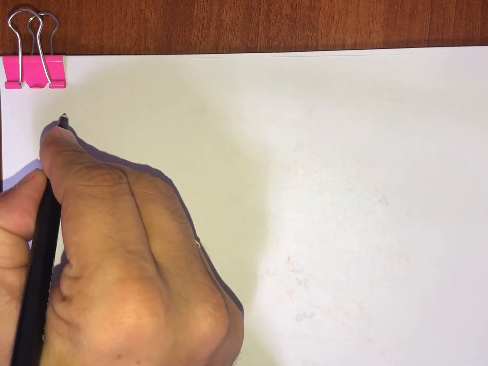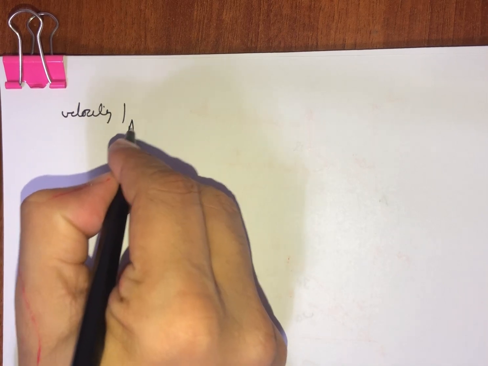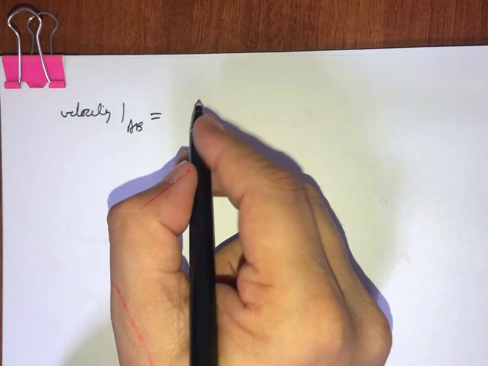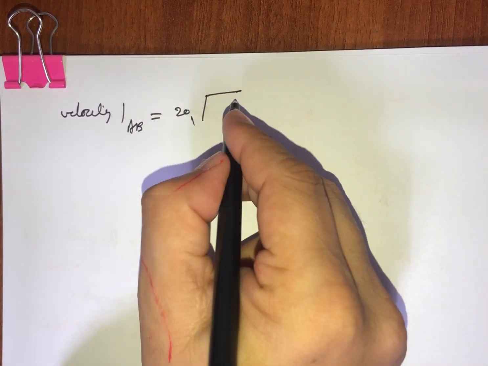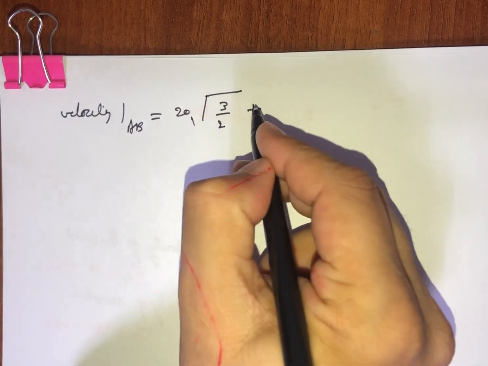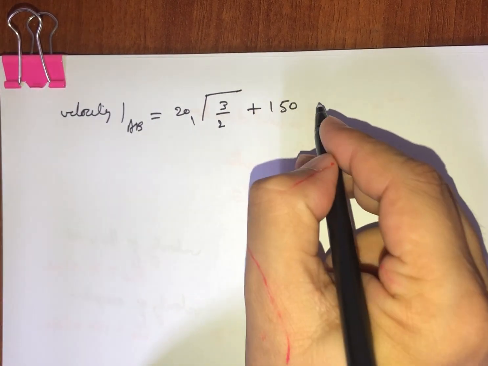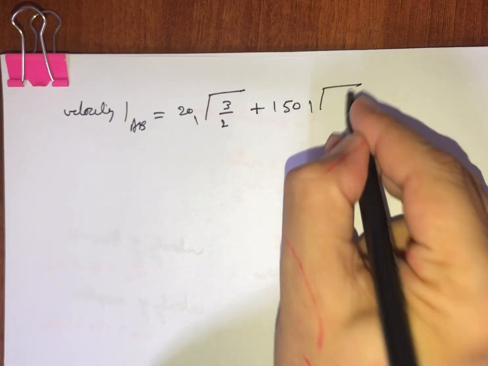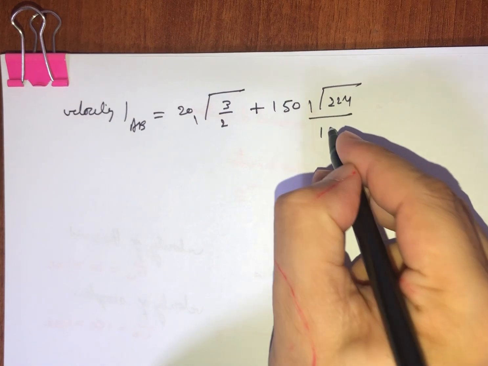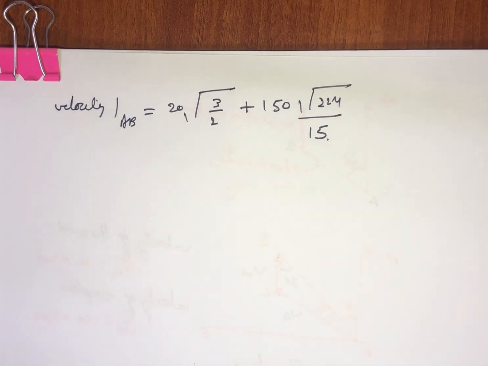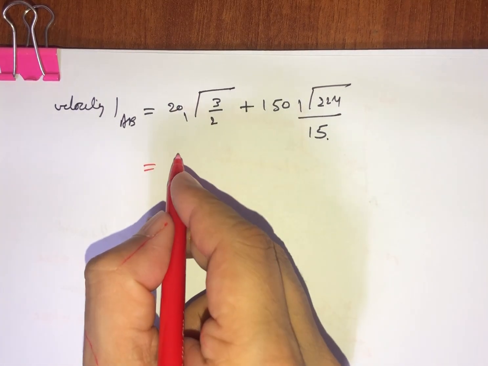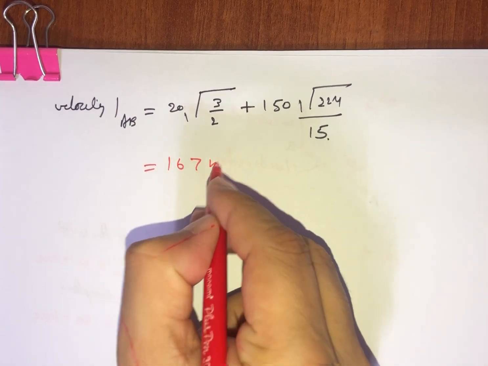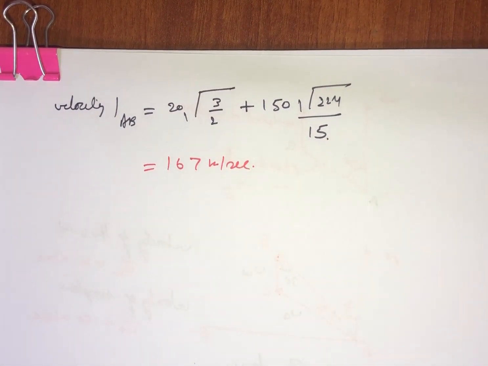We put the values. Okay, so we get velocity along AB is equal to VW is given as 20, and we have sin 60, that is root 3 by 2, plus 150, and theta we already know is 33.48. So we find out its value, it will be coming as 224 divided by 15. So if we solve it, this will be equal to coming as 167 meter per second. Okay, this is the velocity AB.